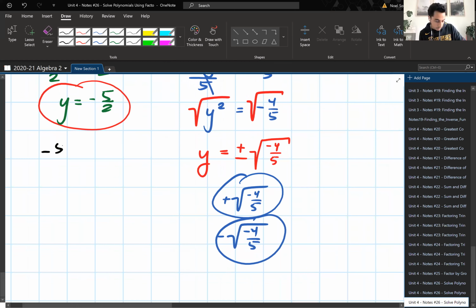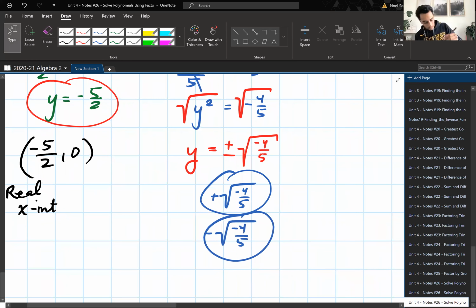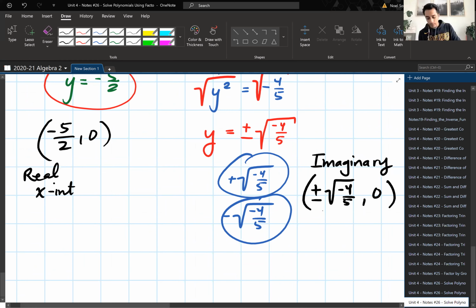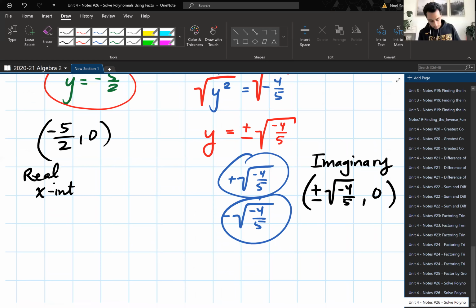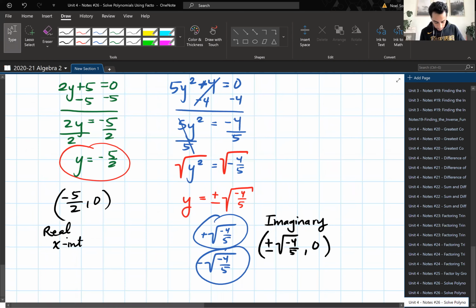So this one would give me a real root, right? This is a real x-intercept. And these are imaginary x-intercepts, which means that they don't show up on the graph. So imaginary, I'm just going to write it like this, just to keep it short and in the interest of time. Both of them are there, they're accounted for, right? But I would have those two intercepts, the positive and the negative. But there are my three roots, okay? And there it is for number 10.